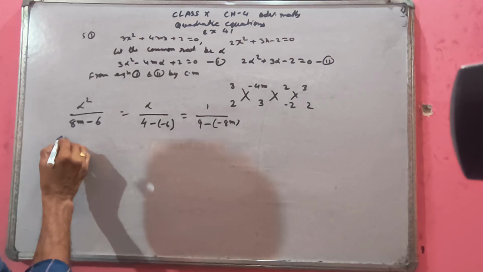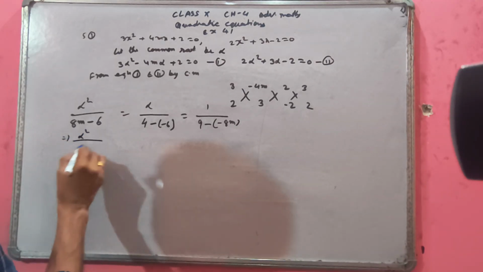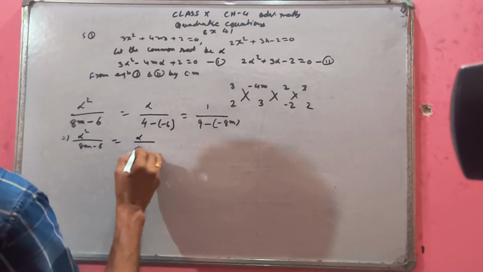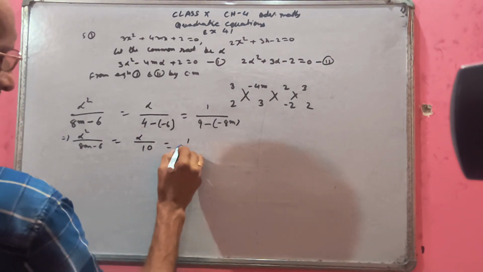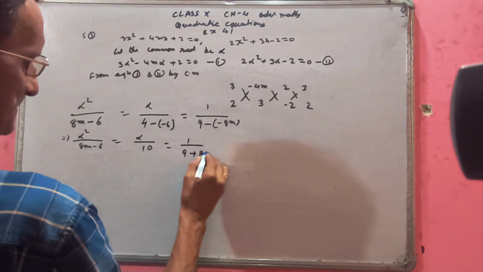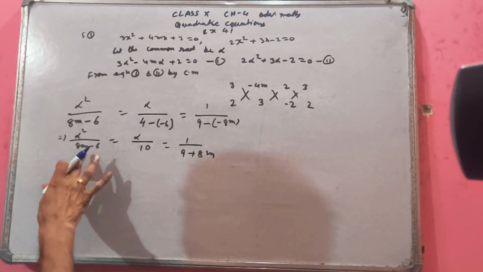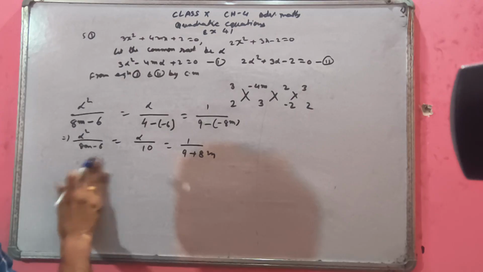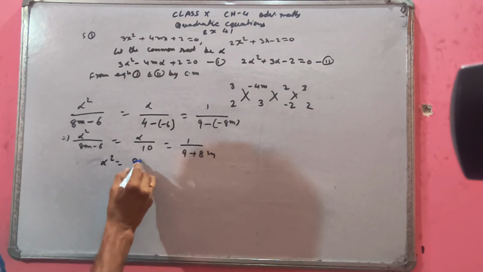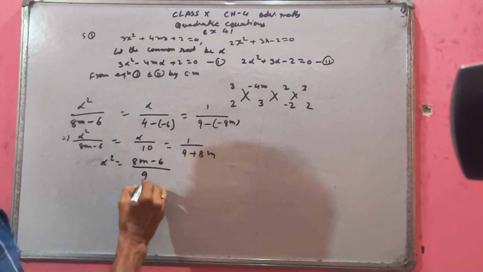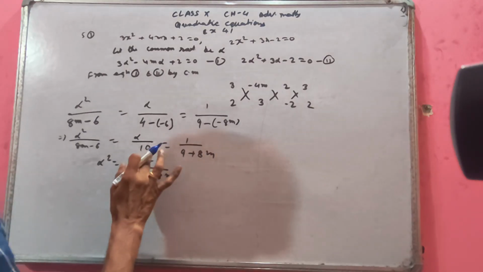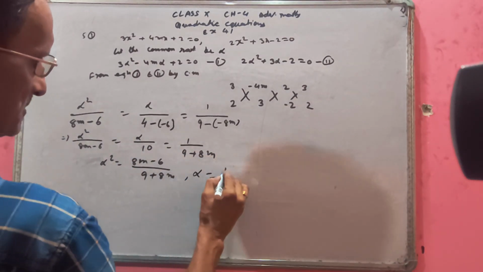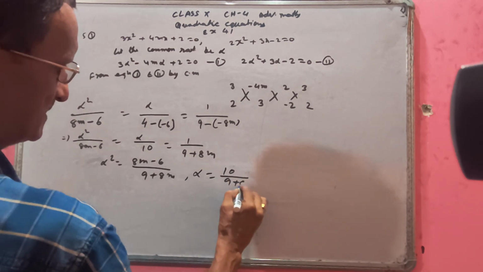Now just simplification. So alpha square by 8m minus 6 equal to alpha by what? How much will we get? 10, and here 1 by 9 plus 8m. From this and this, what will we get? Alpha square equal to 8m minus 6 by 9 plus 8m. And from the first, second and third, what will we get? Alpha equal to 10 by 9 plus 8m.